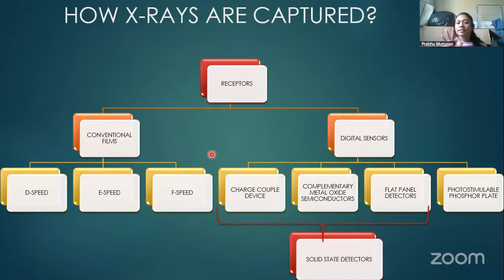So your solid state detectors have three, right? CCD, CMOS, and, sorry, FPD. I'm sorry. So the CCD and CMOS are most commonly used for intraoral radiography. Okay, sometimes for your OPG also. But your FPD is mostly for high level imaging, like your CT, CBCT, and all. Apart from your dentition, maxilla and mandible, it also covers up to your head. So it is for a higher level of imaging. Okay, so this is how the X-rays are captured, with the conventional films and the X-ray sensors.